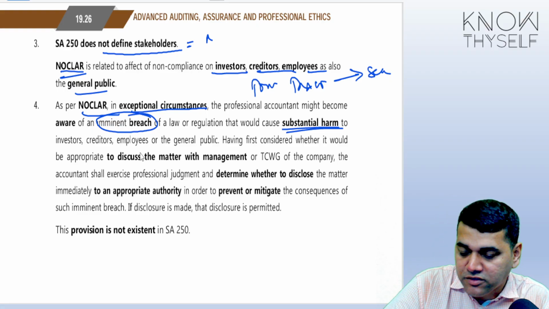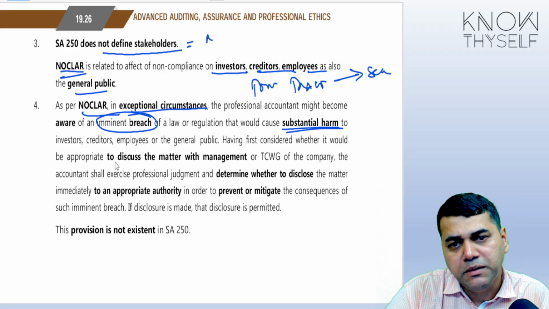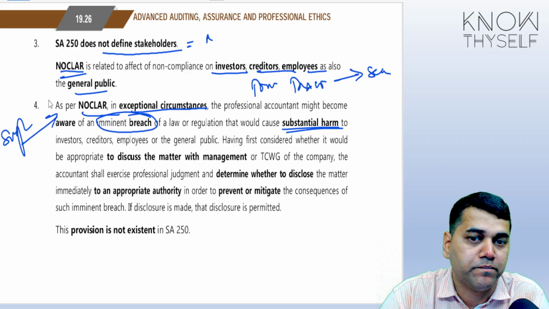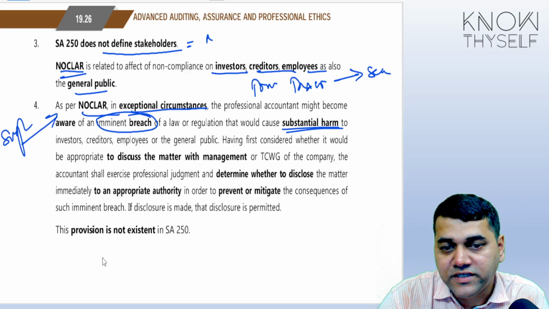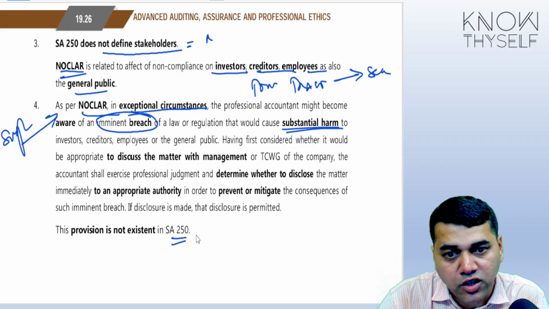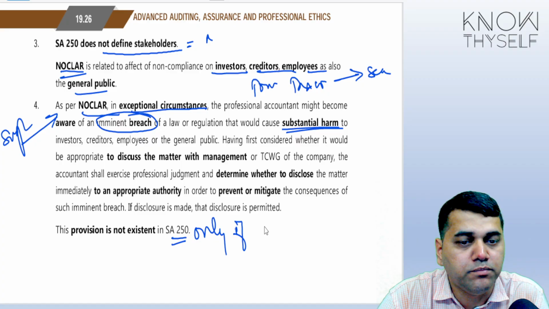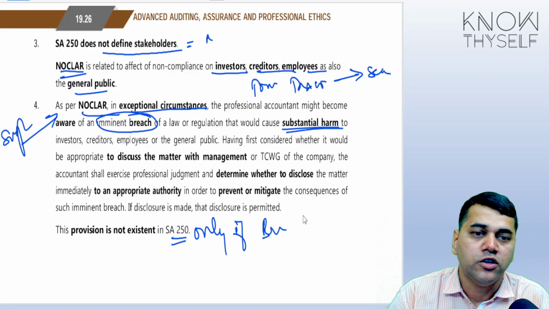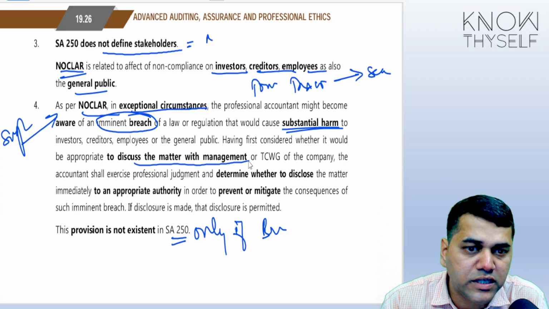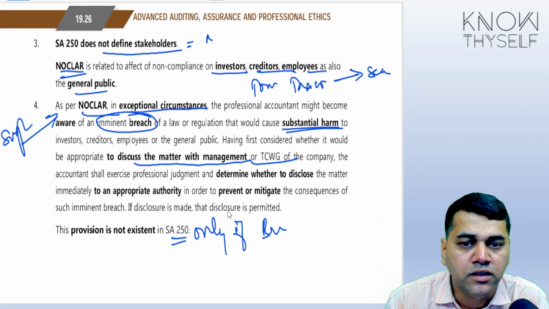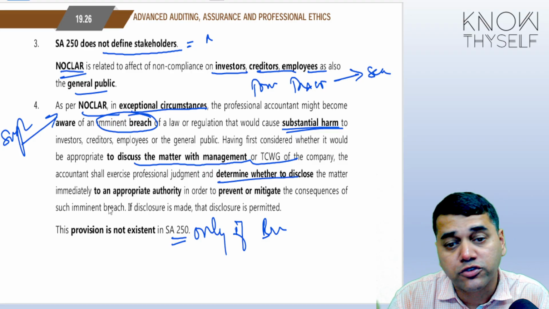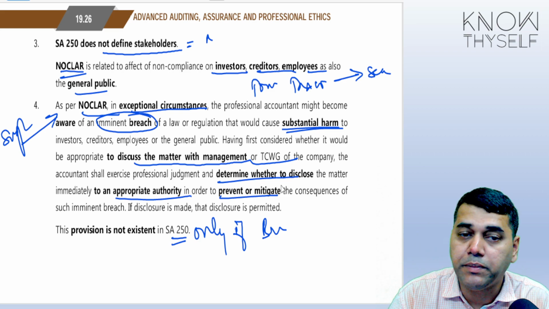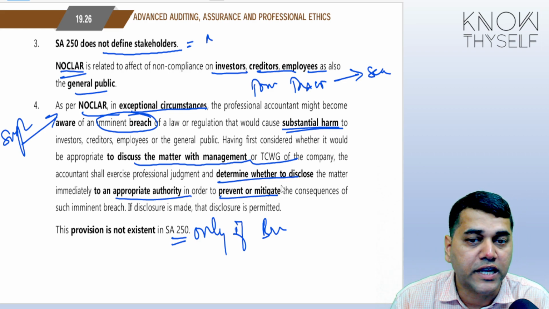That means the breach has not yet happened. Yes, immediately you are attracted by NOCLAR because you are suspecting. But SA 250 will start only if a breach happens. That means it is not going to talk about an imminent breach. So in such a case, immediately you have to discuss with the management and TCWG, and you should check whether you should disclose to the appropriate authority so that we can prevent it. People's lives can be saved.